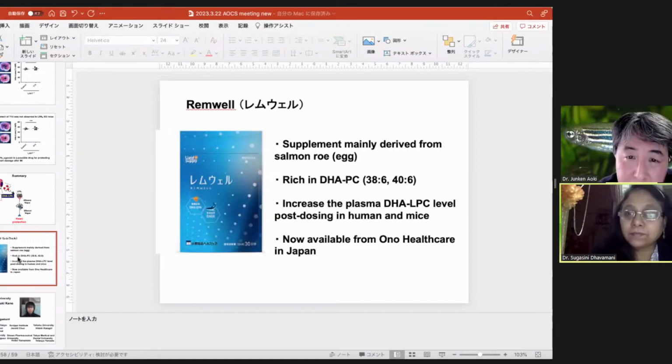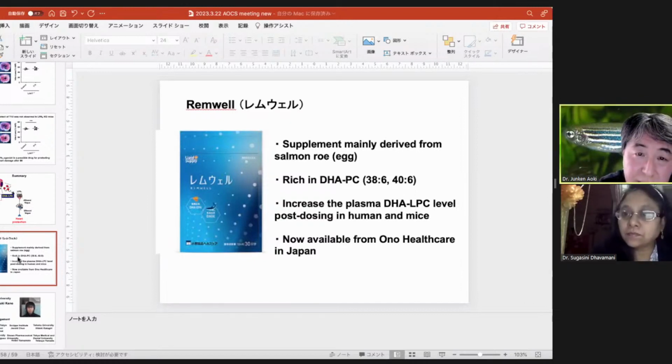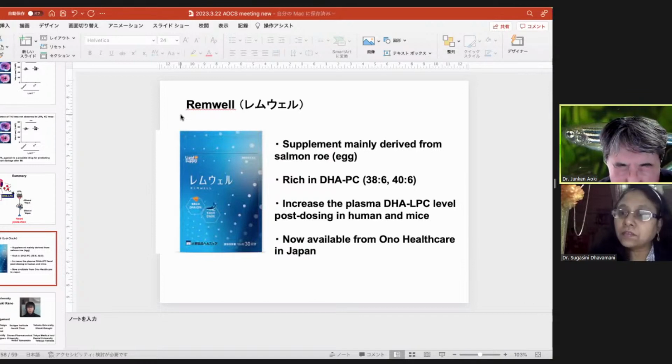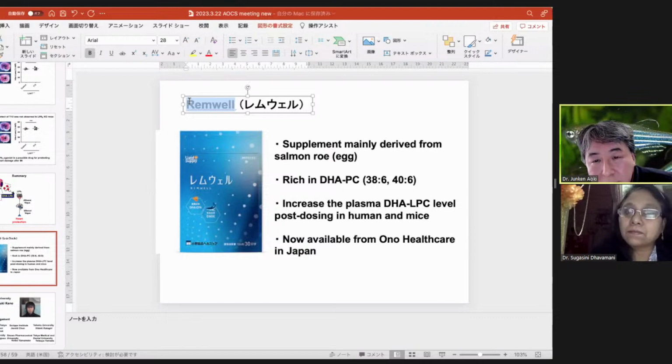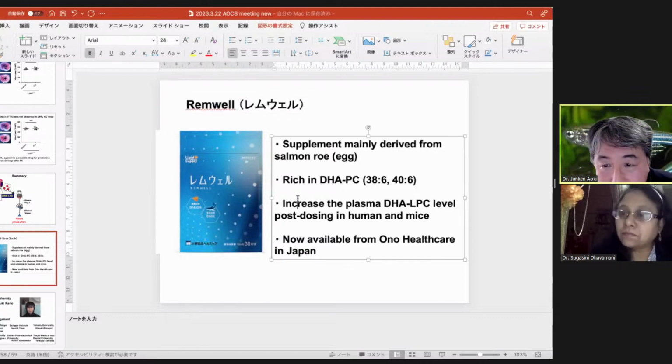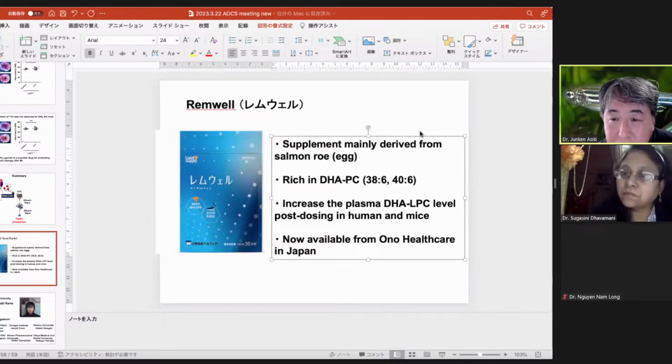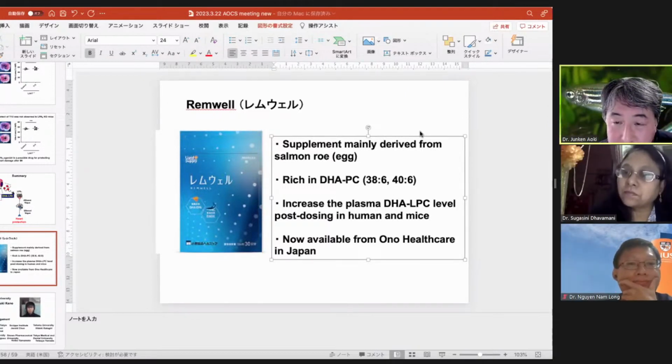This supplement changes the sleeping pattern. So REM sleeping pattern is quite different after taking this supplement. This is the name of the supplement, Rem Well, so sleep well or REM sleeping pattern change. So maybe DHA-LPC in the plasma is increased after taking this supplement, and maybe DHA incorporation in the brain increased.